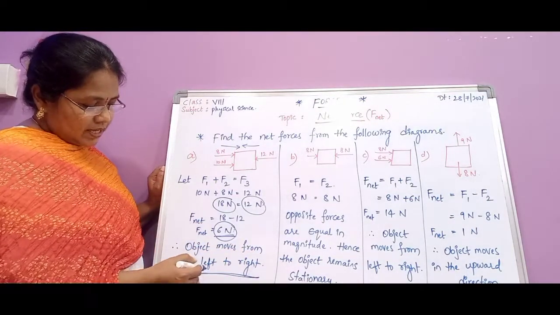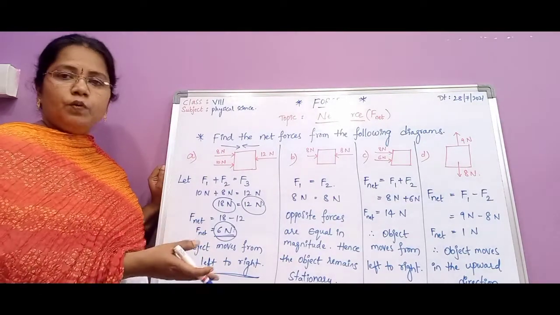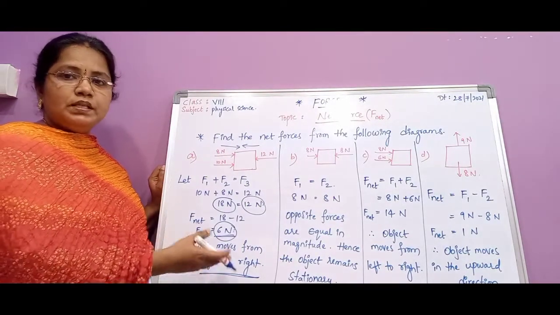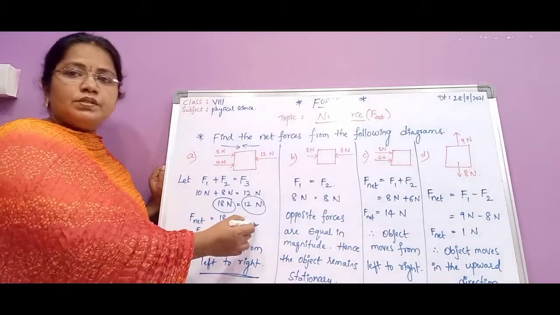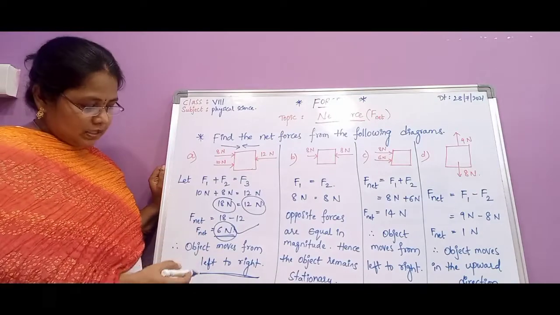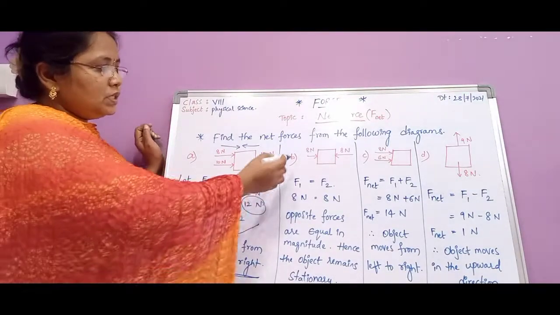So the object will be moving in the same direction in which the net force is acting on it. Net force, that is 6 newtons force, is acting on the object from left to right. Hence the object moves from left to right. Okay, this is the conclusion. Next, let's go to the second diagram.